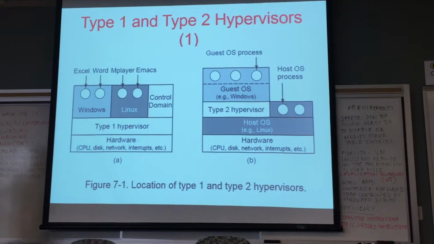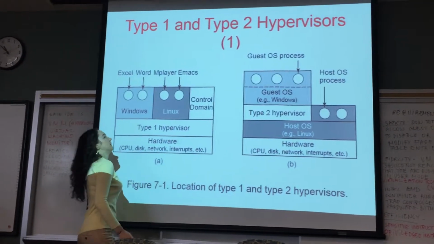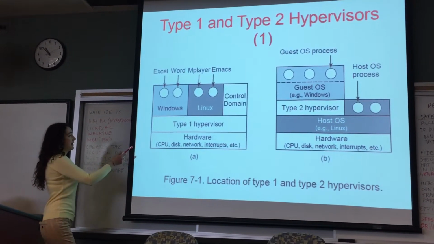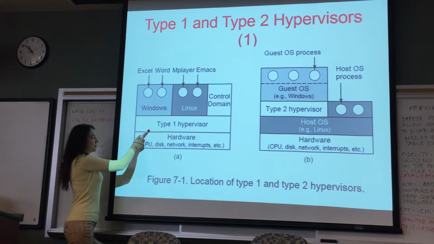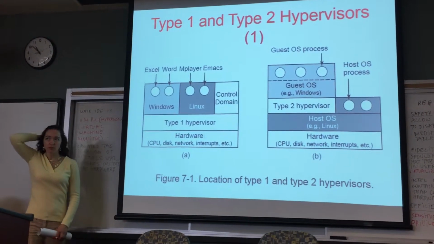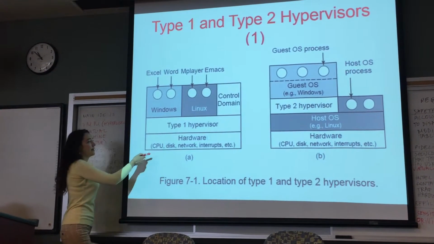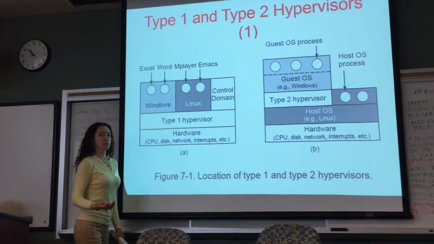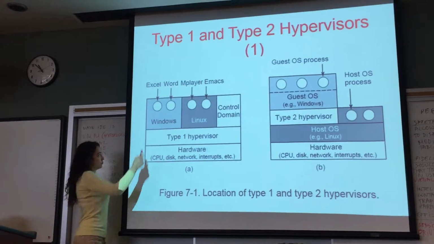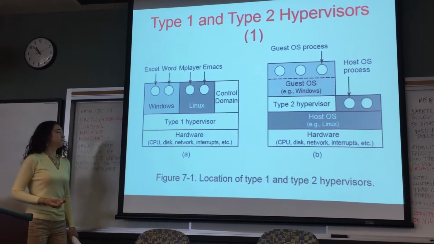Two types of hypervisors. We have type 1 and type 2. And there is a difference between them. The first type, its function is very similar to a normal operating system. So normally the operating system is installed on top of the hardware, and its job is to manage the resources and provide abstractions to user processes to access its resources.